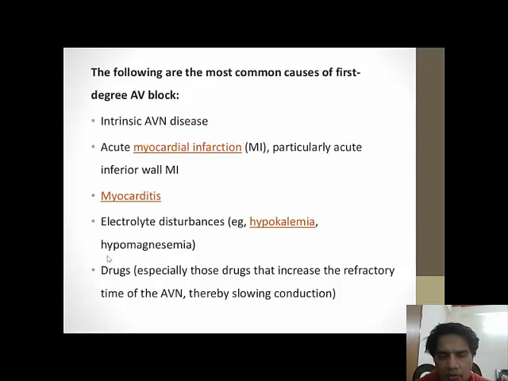So what are the common causes of first degree AV block? First degree AV block is very common and not that dangerous, because though it is prolonged, it does conduct. You can have intrinsic AV node disease, or in MI, when you have AV node ischemia. Then if heart muscle gets damaged, that is myocarditis, electrolyte disturbance, hypothyroidism, or some drugs like beta blockers. So it is always good to take a drug history, to check for beta blockers. You do a thyroid profile, you do electrolytes.